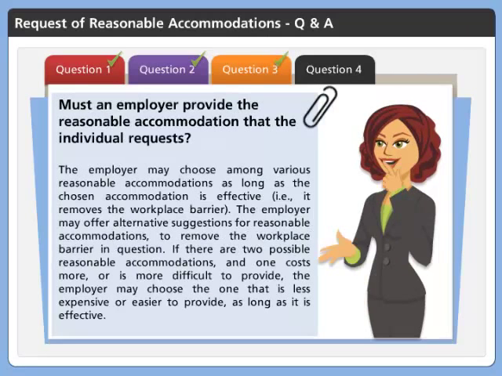Must an employer provide the reasonable accommodation that the individual requests? The employer may choose among various reasonable accommodations as long as the chosen accommodation is effective, i.e., it removes the workplace barrier. The employer may offer alternative suggestions for reasonable accommodations to remove the workplace barrier in question. If there are two possible reasonable accommodations and one costs more or is more difficult to provide, the employer may choose the one that is less expensive or easier to provide, as long as it is effective.